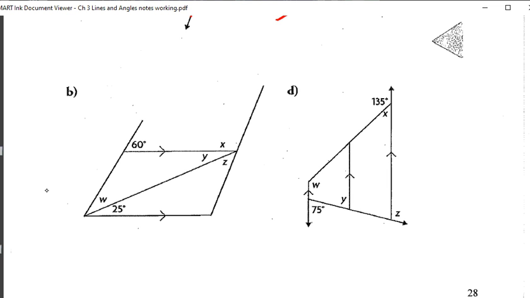So B and D, give them a try. Check the notes if you have to. We'll talk about these ones together in class. From there, that's what you're looking at, different ways these things can be calculated.